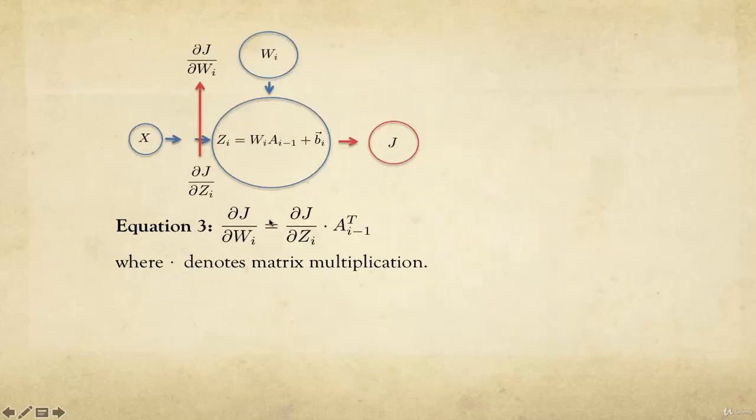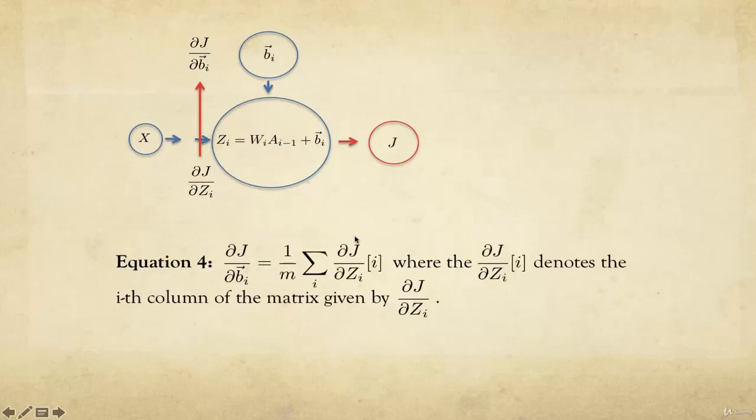Then equation 3 is similar. If I know dJ/dZ^i, then that can help me find dJ/dW^i, and that's simply by matrix multiplying that with the transpose of A^(i-1). And then equation 4: if I know dJ/dZ^i, that can help me find dJ/db^i, and that's found by adding up the columns of dJ/dZ^i and then dividing by m.